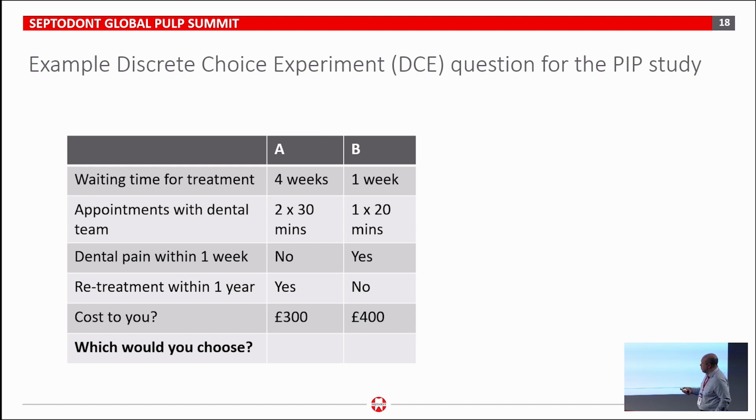Do you have pain at 1 week or not? Do you need retreatment within a year? And then we'll also ask people how much they value each of those different packages of care. So there'll be multiple questions like this asked to people within the trial and from the general population. And then we can use those willingness to pay values to help us understand the overall value for money for pulpotomy and for root canal.